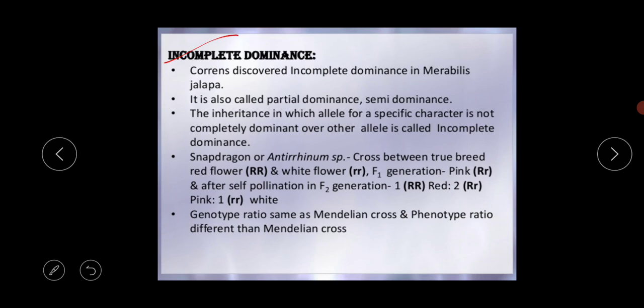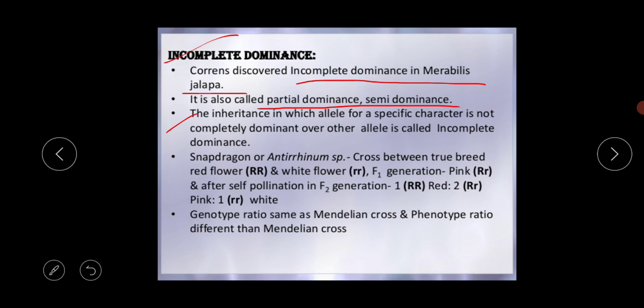So what is the meaning of this? Scientist Correns actually discovered incomplete dominance in the Mirabilis jalapa flower. Okay, this is one plant, this is one flower. It's also called partial dominance or semi-dominance. So what happens in the procedure of this incomplete dominance?